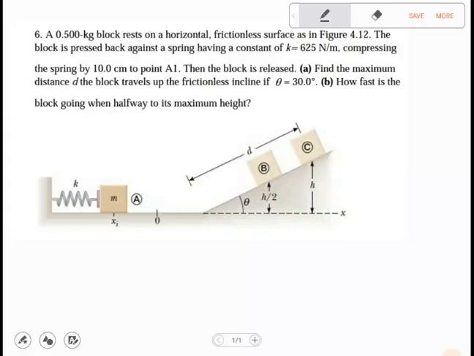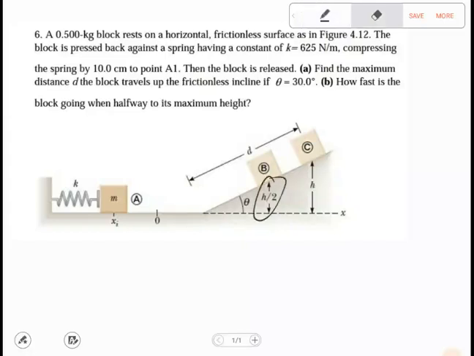Then the block is released. Now after the block is released, they are saying find the maximum distance D, this one there, which the block now travels. And they are saying the same incline is also frictionless, but the angle of incline is 30 degrees. B says how fast is the block going when it's halfway here.